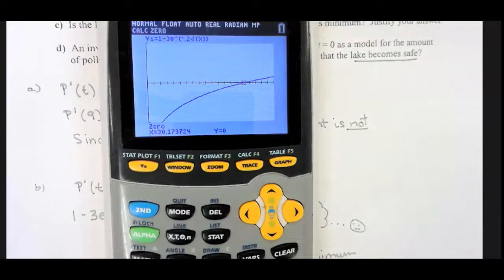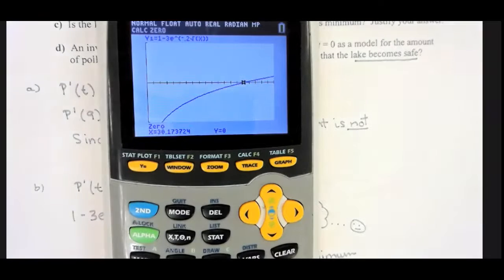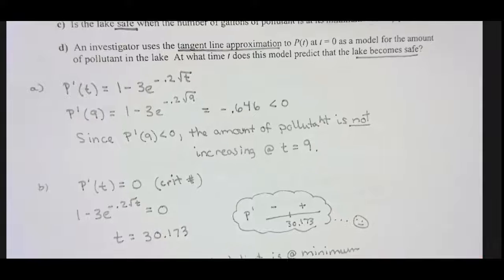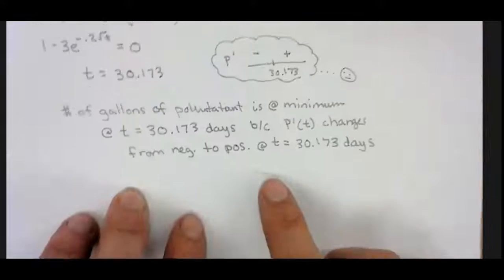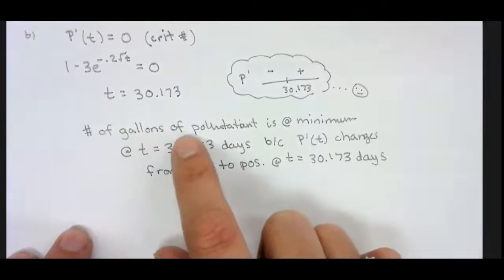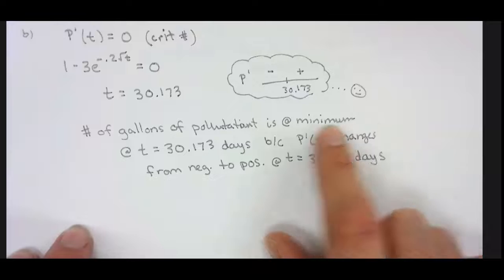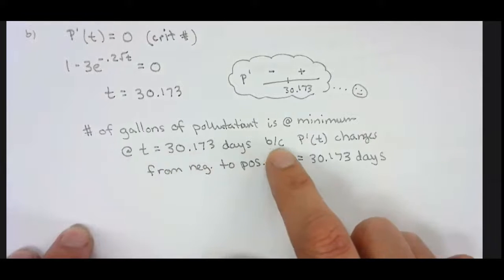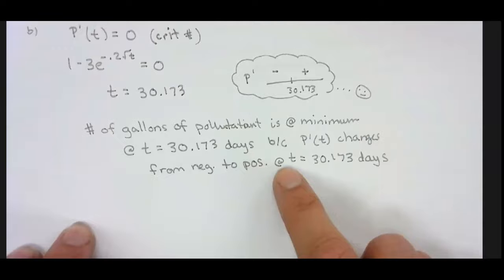P prime of t equals 0 at t equals 30.173. And then you have to also say it is a minimum because P prime of t changes from negative to positive, so there's a minimum of P of t. So the number of gallons of pollutant is at a minimum at t equals 30.173 days because P prime of t changes from negative to positive.